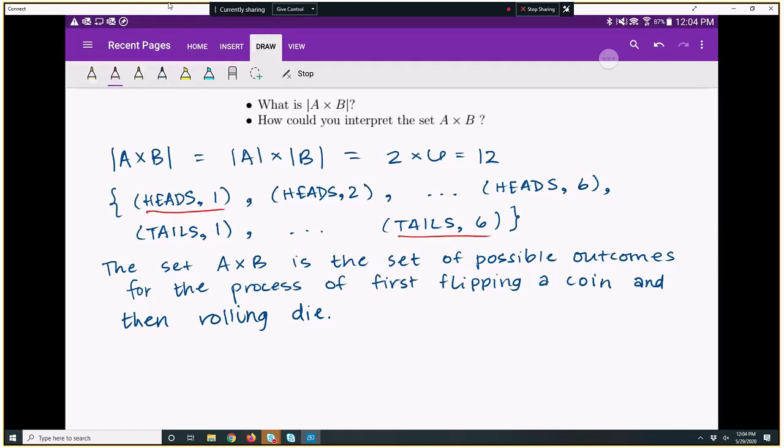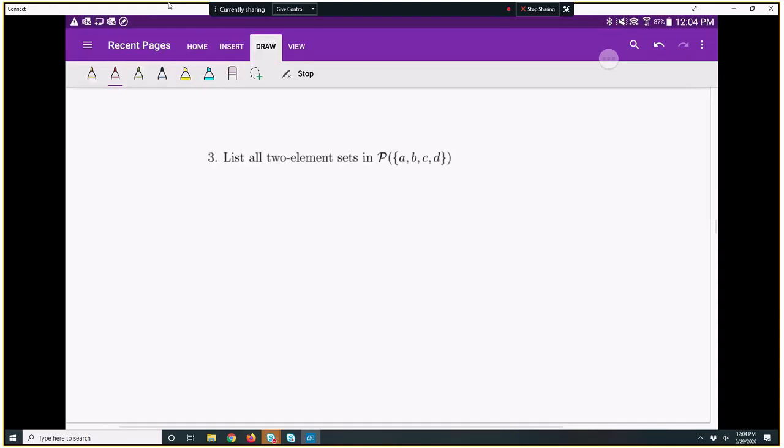All right, let's see the next exercise. List all 2-element sets in the power set of ABCD. So again, the power set of ABCD is all of the subsets. So I'm asked to list all of the subsets of ABCD that have 2 elements. So that would be the set AB. That's a 2-element subset of ABCD. Maybe the set A, comma C, A, comma D. Or I could have B, comma C.